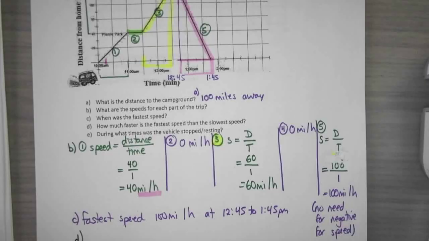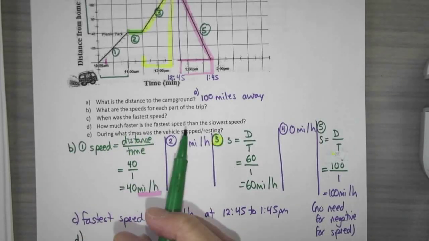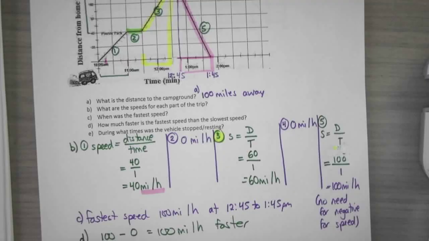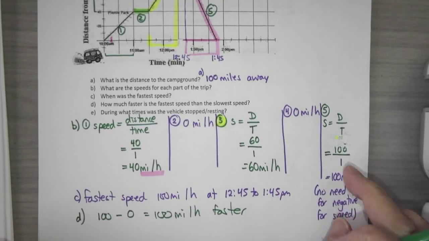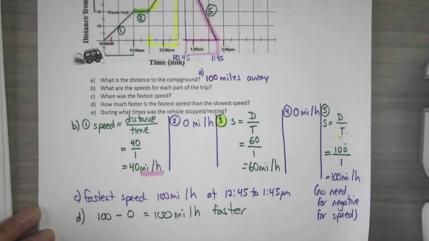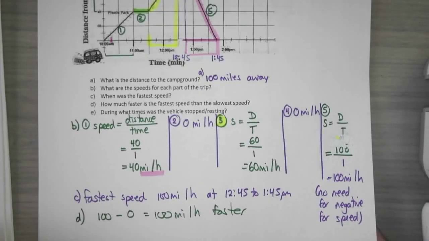C. D. Okay, D is going to be how much faster is the fastest speed than the slowest speed. So this will be 100 minus 0 is my slowest, so this will be 100 miles per hour faster. So my fastest speed is 100, my slowest is 0, so the difference between it is 100.